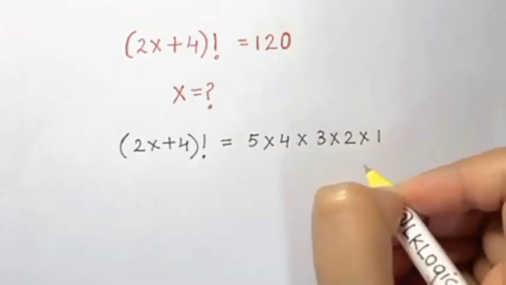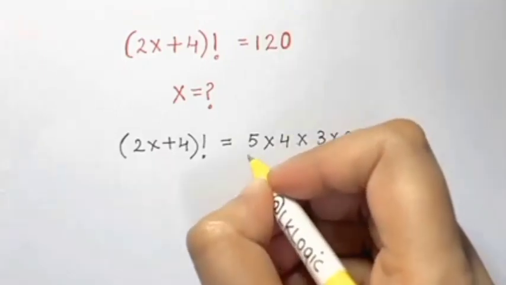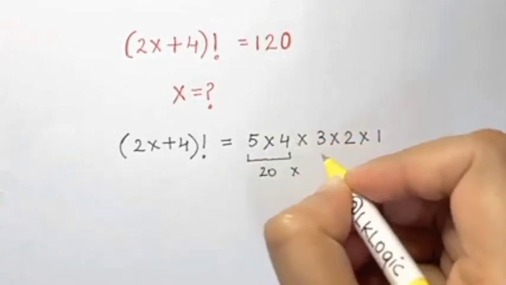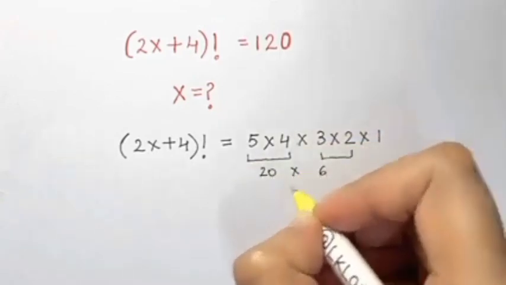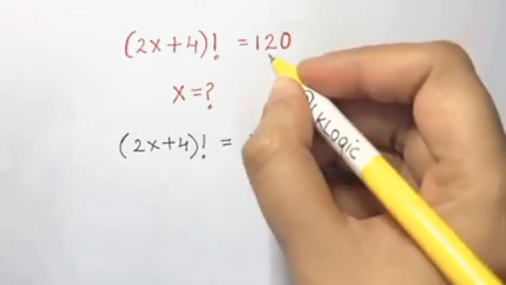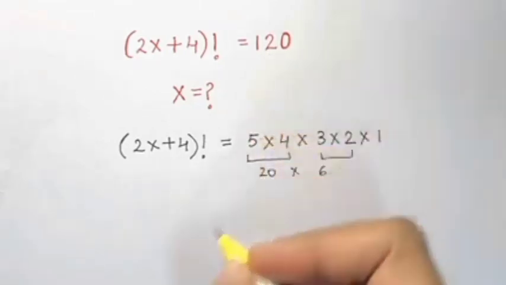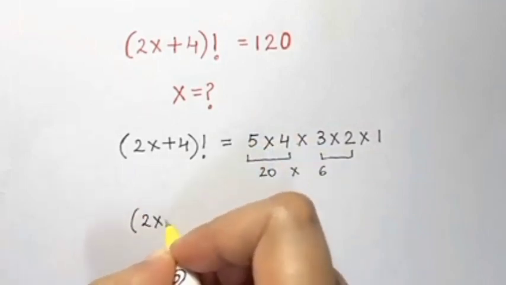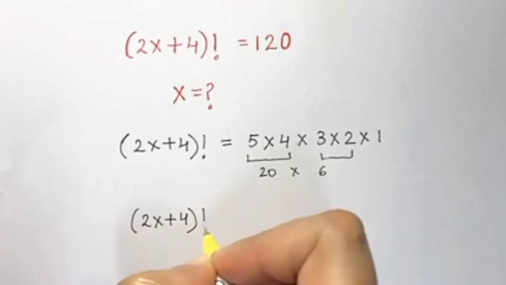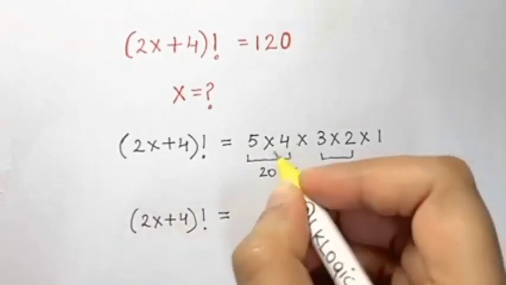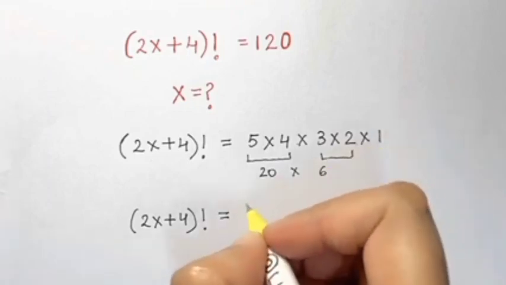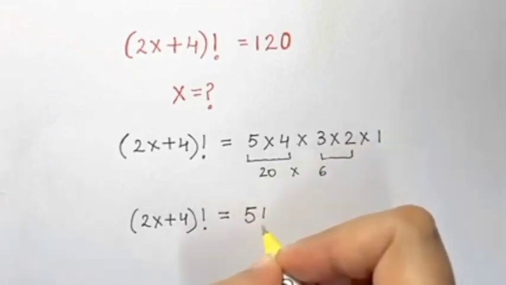Now if you see, just multiply and check. 5 times 4 is 20, times 3 times 2 is 6. So 20 times 6 gives you 120. Now we have this (2x + 4)!. So I'm going to write that (2x + 4)! is equal to the whole thing, 5 times 4 times 3 times 2 times 1, which is equal to 5!.